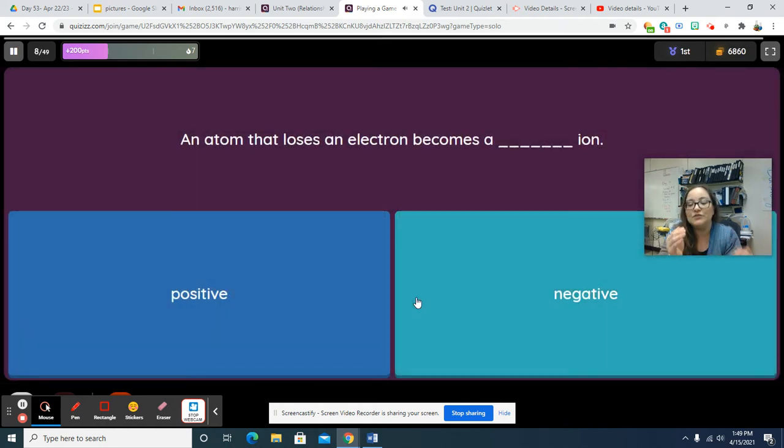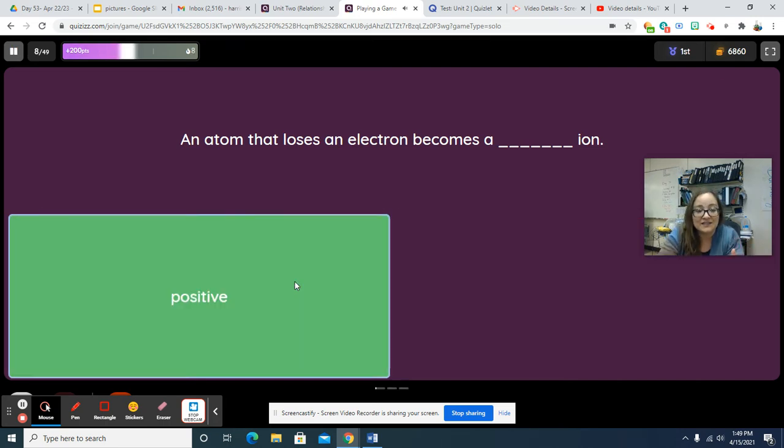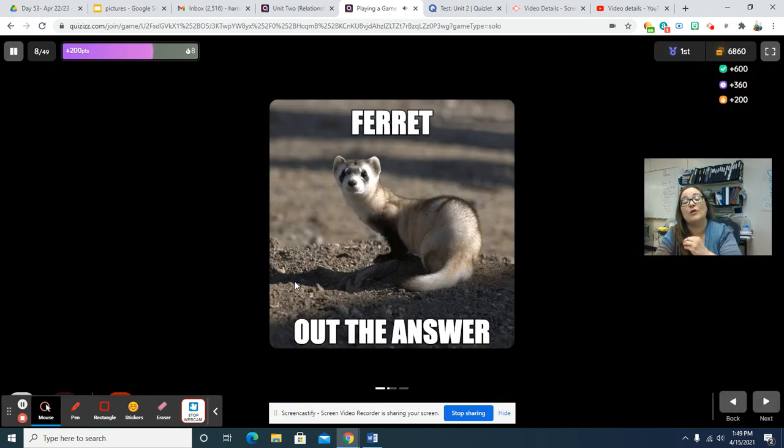An atom that loses an electron is losing a negative charge. So it's going to be a positive ion because it's going to have more protons than electrons. And so it's going to be a positive ion.